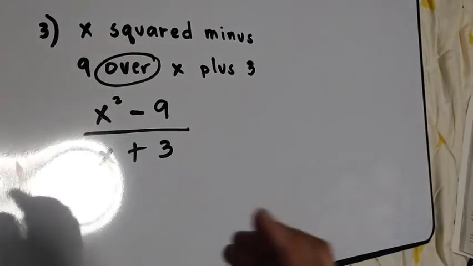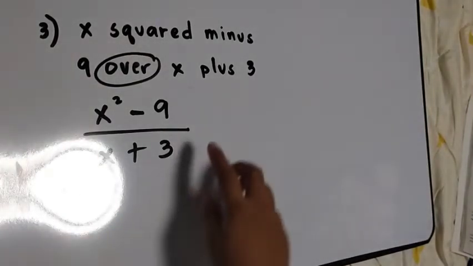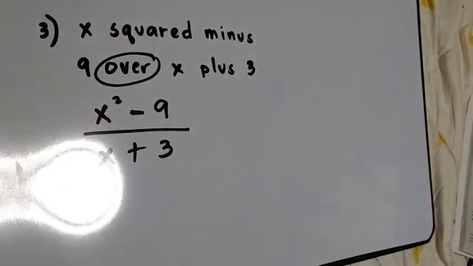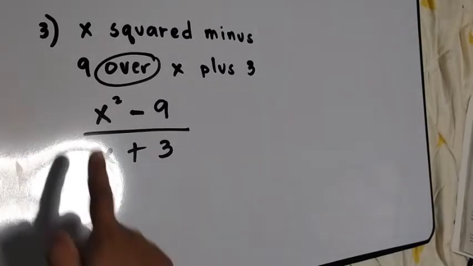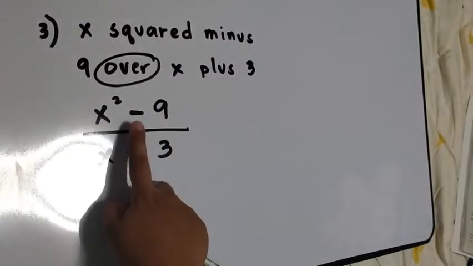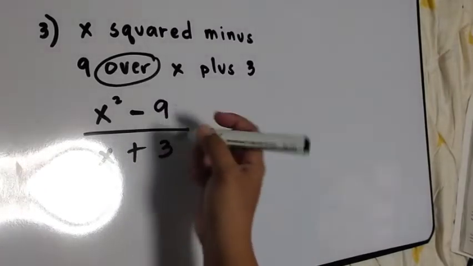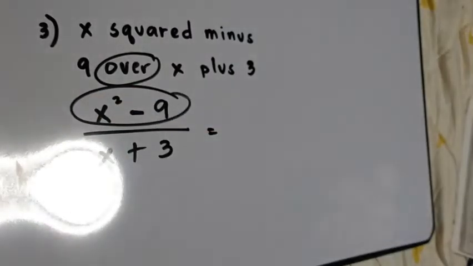We cannot use factoring by GCF in both numerator and denominator, but if you will notice, your numerator is x squared minus 9. Okay? And this is difference of two squares, right? X squared is a perfect square. 9 is a perfect square. The operation is minus, so difference of two squares. And we have factoring difference of two squares, right? So, pwede natin tong ma-factor.